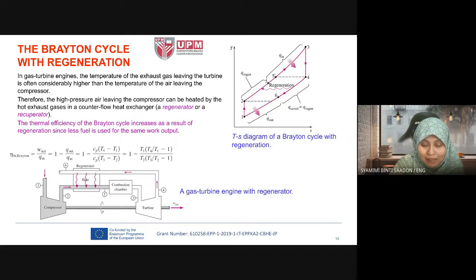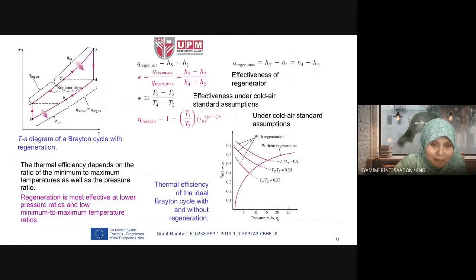But in the end, it depends on what we want to achieve. If our aim is to really minimize the fuel, then no matter how much the weight of the regenerator is, we are willing to add to the weight of the aircraft engine as long as we can save the fuel. So we might consider this regenerator.